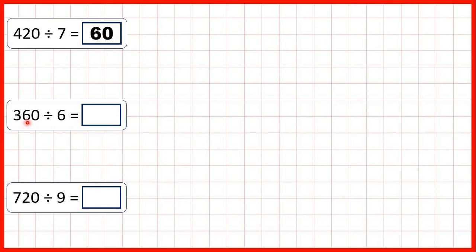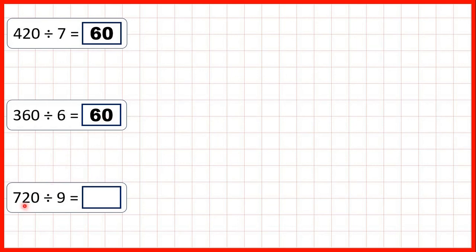Now we have 360 divided by 6. That's 60 as well, because 36 divided by 6 is 6. That's because 6 times 6 is 36, but again, if we have an end zero in our dividend, we will have an end zero in our quotient.